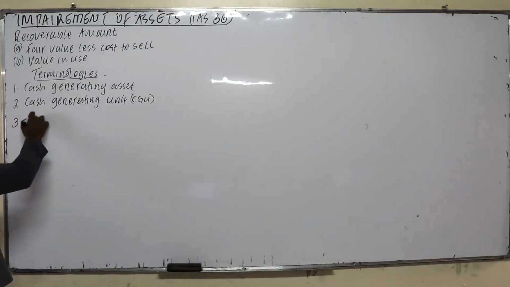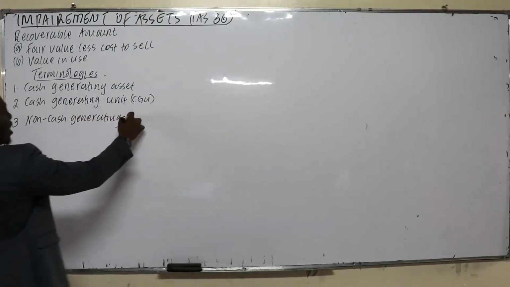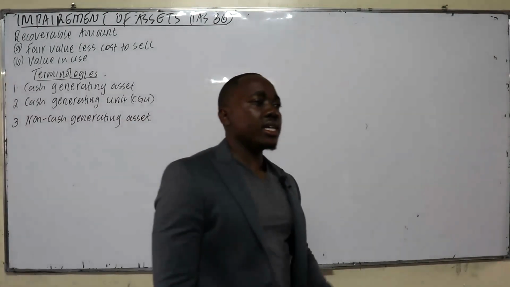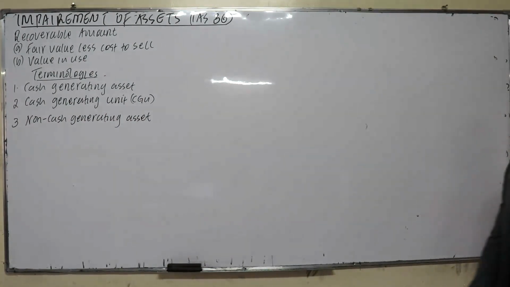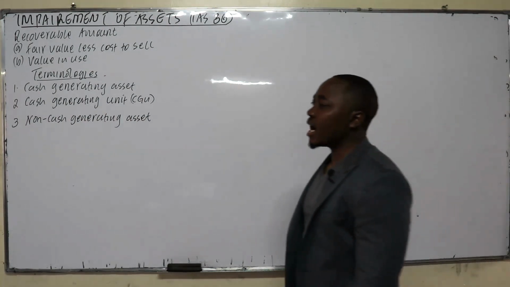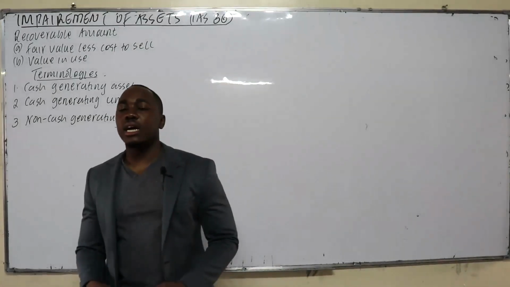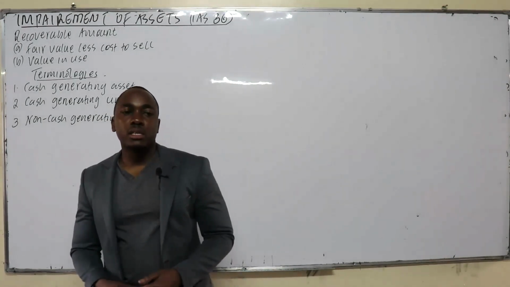Terminology number 3, non-cash generating asset. This is an asset other than cash generating asset, in bracket, government assets. It's as simple as that.